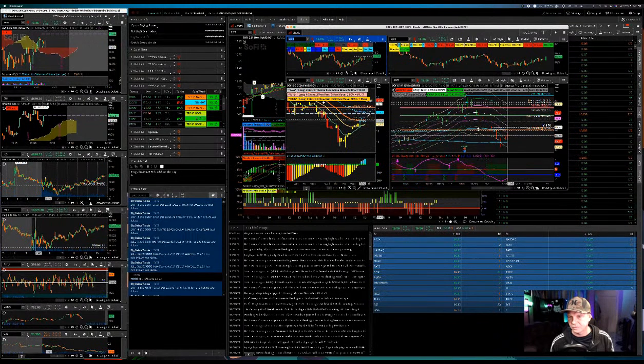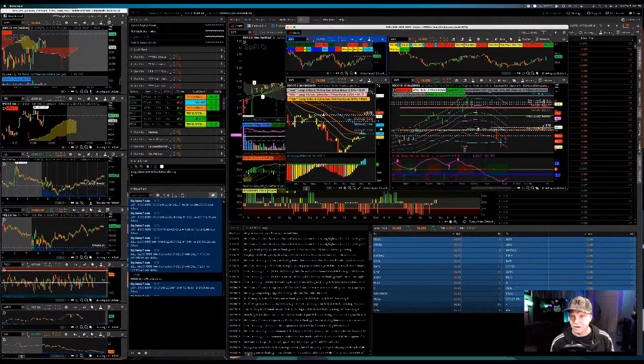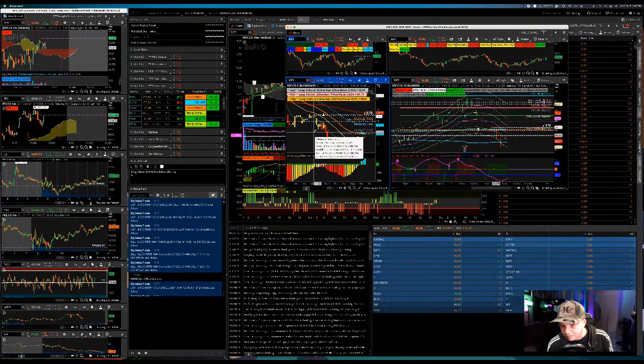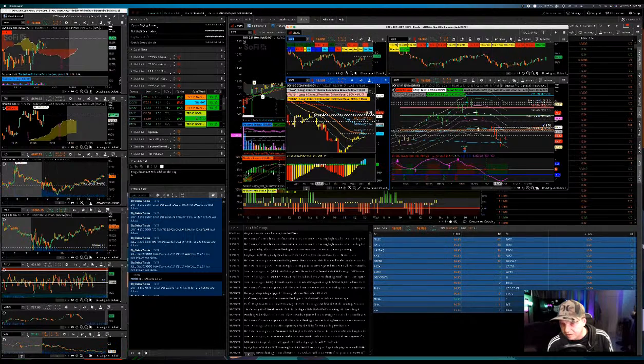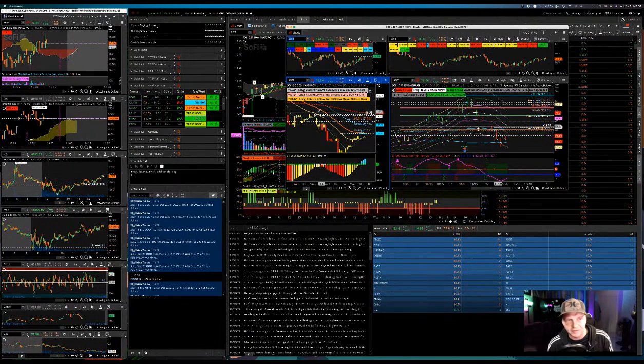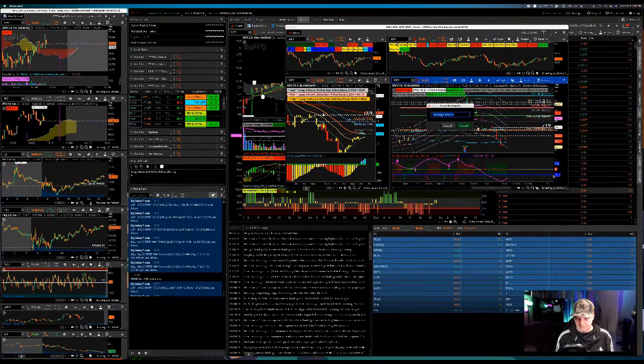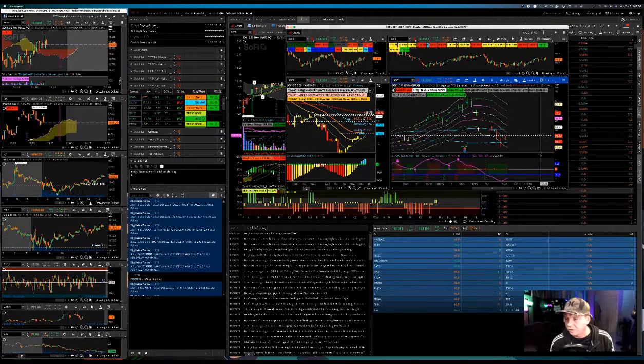This is the first real test of the 34 EMA on the 2 hour. If it can break above 17, I might go long. 1750. The 200's way up here at 1850. SoFi is definitely trading well below.